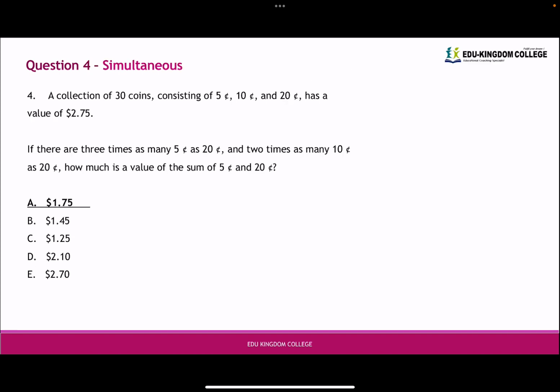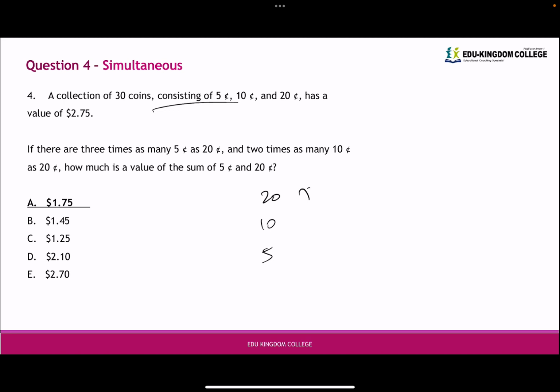All right, simultaneous. I call this simultaneous because there's a special way of doing this. So we have 30 coins. There's 5 cent, 10 cent, 20 cent coins. So for our 5 cent coins, we have 3 times as much as we do 20 cent coins.